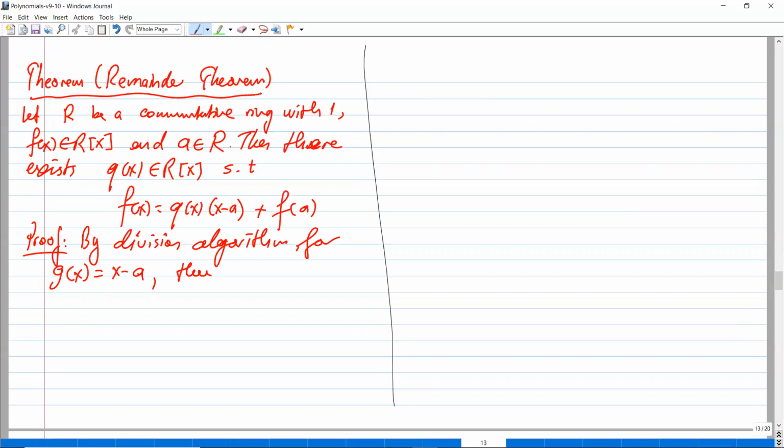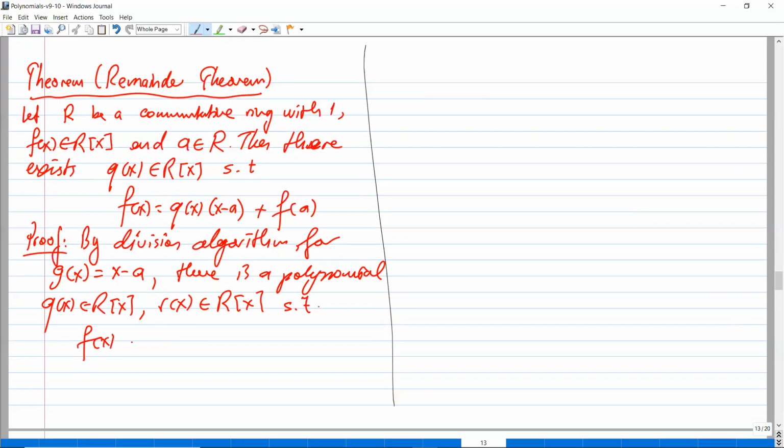Then there's a unique polynomial Q of x and R of x such that f of x is equal to Q of x times G of x, where G of x is x minus a, plus R of x. Here the degree of R is less than the degree of x minus a, which is 1.